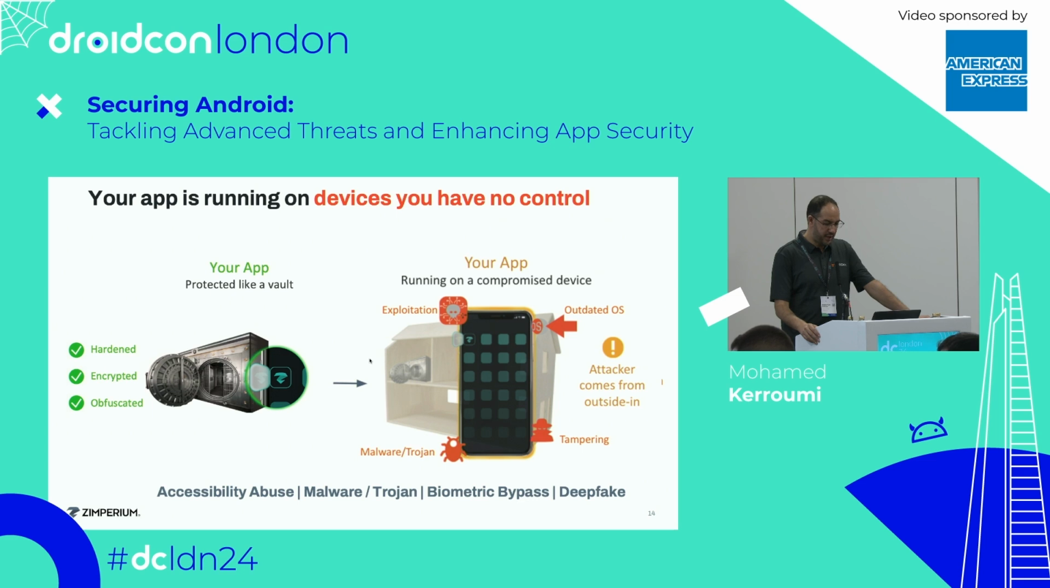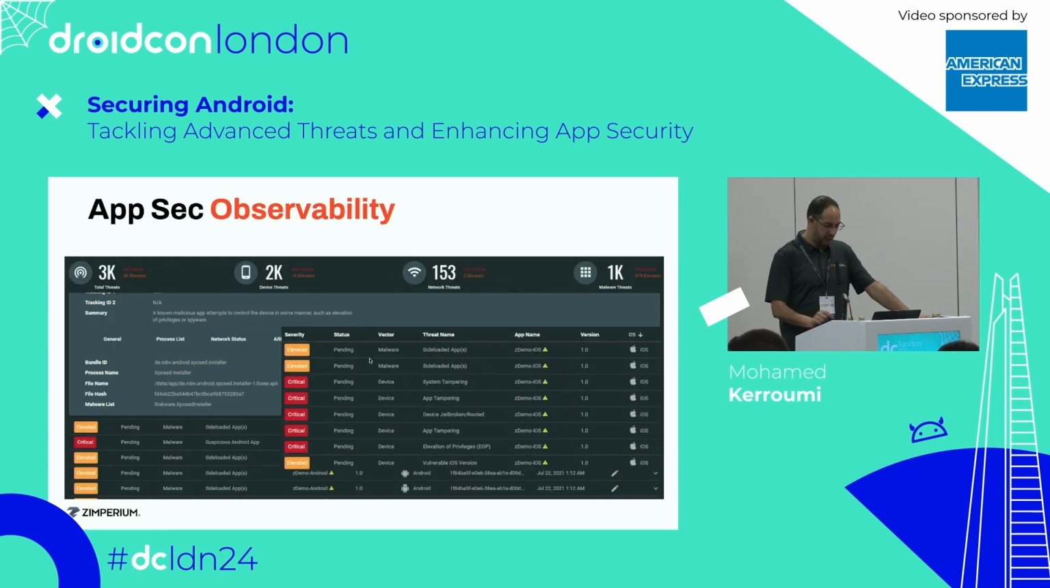And so there is a need for the app to be aware of the environment. The application needs to know what's going on in terms of the environment. This is what we call AppSec observability. The idea is that from your application, you can get a report on data. When you develop the app and release it, you still need to know what's going on after, where your app is running. Is it running on a rooted device?